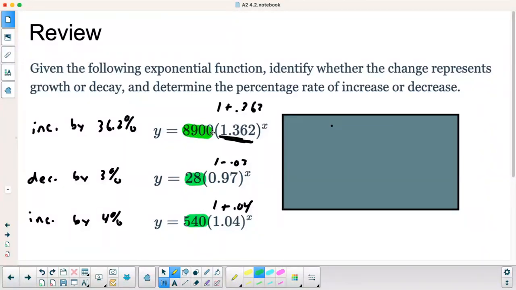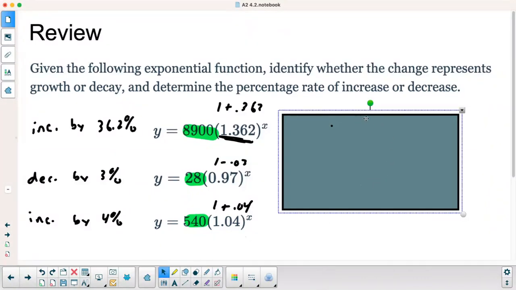Now you might say, well, what are these numbers here at the beginning? These are your initial values. So it's like you're starting at 8,900 and you're increasing by 36.2% per X, whatever X is. It could be years, months, days, whatever. This one is like you're starting at 28 and decreasing by 3% every X interval. And same thing here, start at 540, but this time you increase by 4% every X interval.